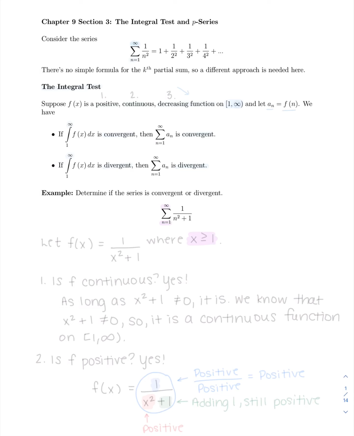In this next section in 9.3, we're going to start by talking about a series 1 over n squared. If you go ahead and evaluate it, plugging in 1, you'll get 1 over 1 squared, which is 1. Then plugging in 2, you'll get 1 over 2 squared, which is 1/4. Then 1 over 3 squared, which is 1/9. Then 1 over 4 squared, which is 1/16.